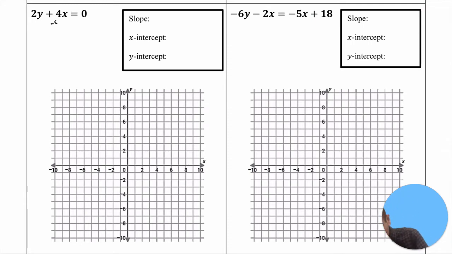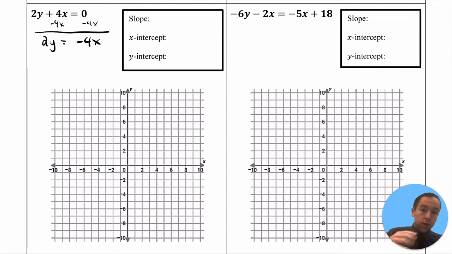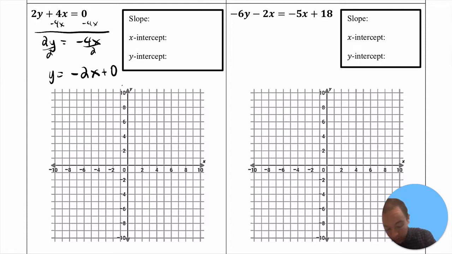So the first thing we want to do is subtract 4x from both sides. You would end up getting that 2y equals negative 4x, because you just have 0 on that right-hand side. And then you just divide by 2, and you're going to isolate y. So you end up getting that y is equal to negative 2x. You can really treat that as negative 2x plus 0 if you want, which tells you that 0 is actually the y-intercept.